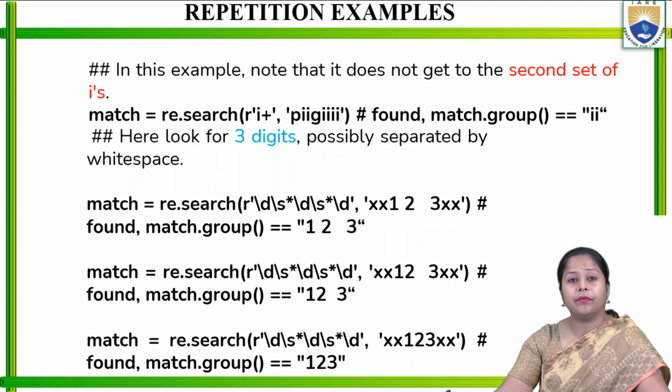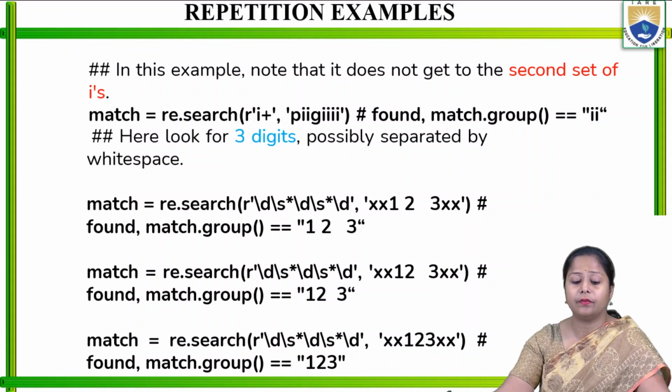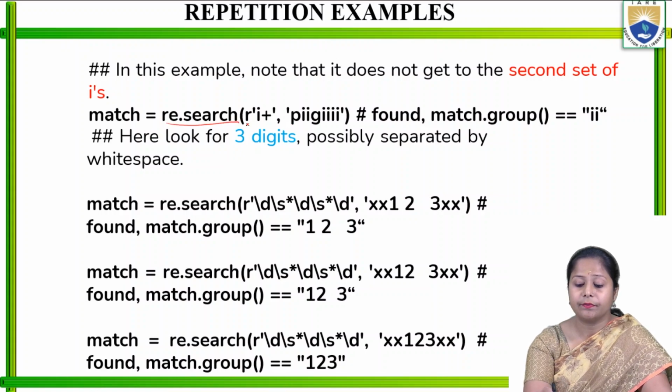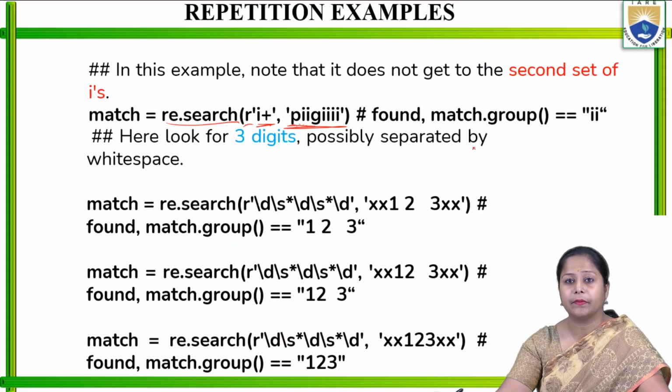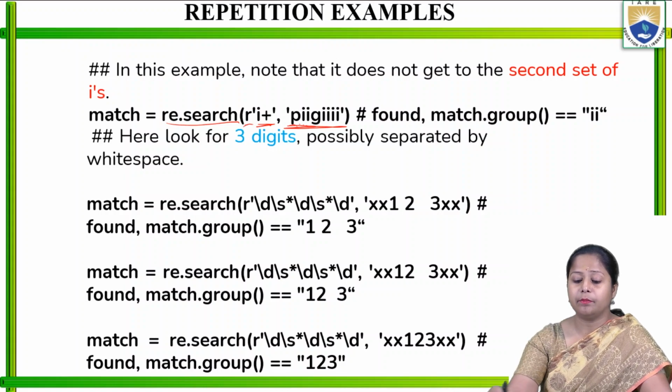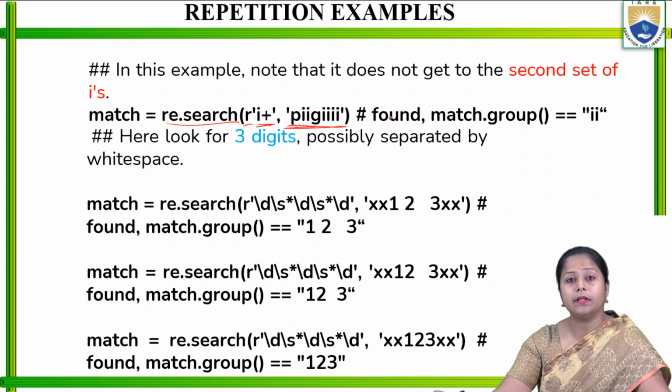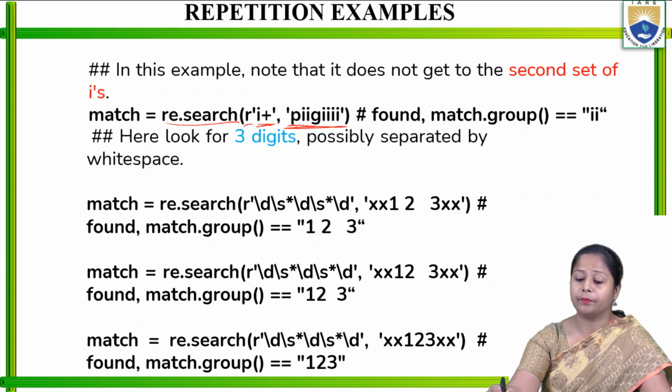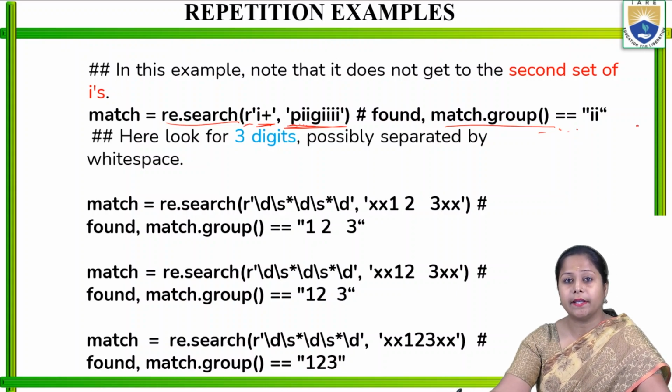In the other type of example, if I consider that it does not have to match the second set of i's, then for that condition I need to write match = re.search(r'I+', 'piiig') with the four i's in the quotes, and then close the bracket. So the pattern is going to be found, and then the match.group() function will be equal to "i".